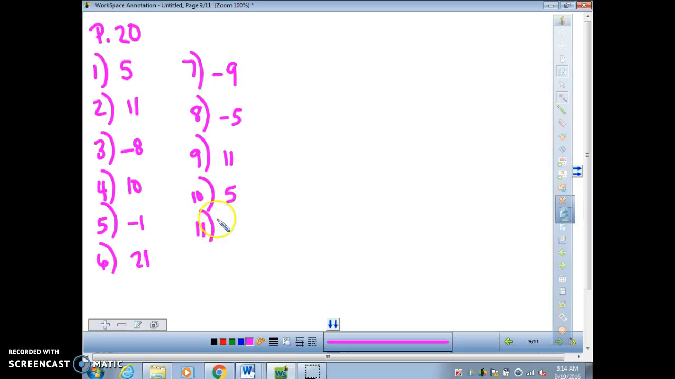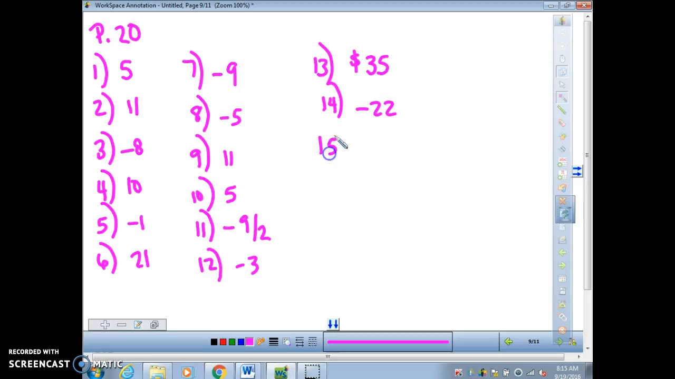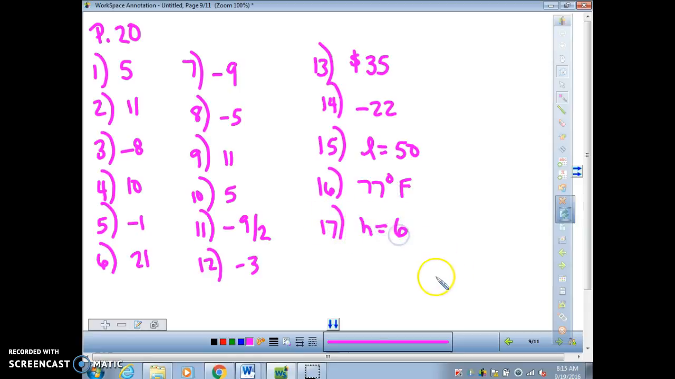Number 11 is negative 9 halves, or negative 4 1/2, or negative 4.5. Number 12 is negative 3. Number 13 is $35. Number 14 is negative 22. Number 15, L is 50. Number 16, you get 77 degrees Fahrenheit. And number 17, you get that the height is 6.